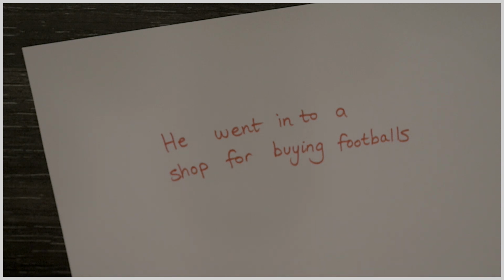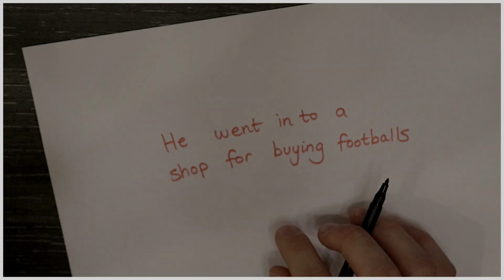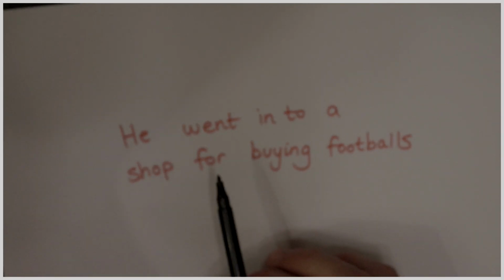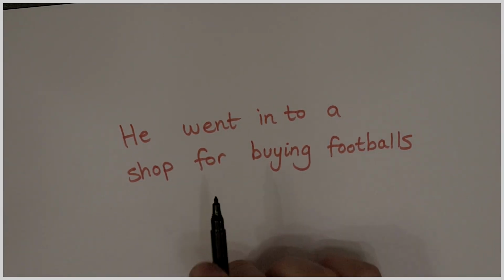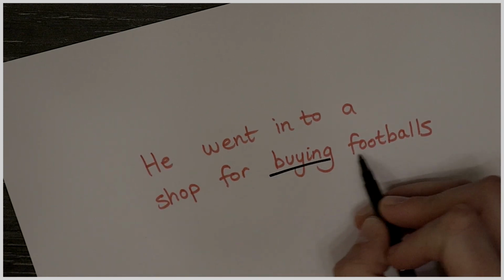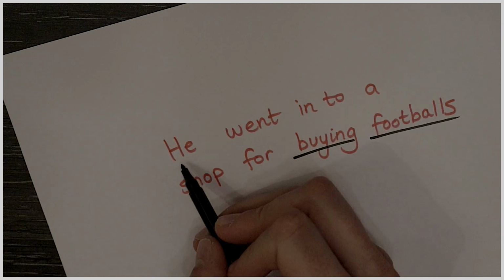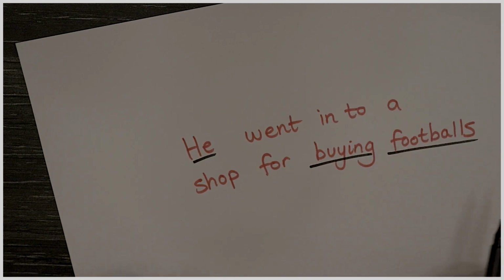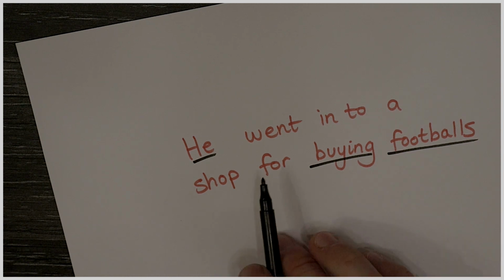Now, excuse my handwriting there, it's a bit messy. But you've obviously got a sentence here that's not very good. It's not very clear. He went into a shop for buying footballs. You get the idea. He's buying footballs, and it's a he, so you know it's a boy. He went into a shop. That's pretty good. Okay, now we're going to improve it in a bit.